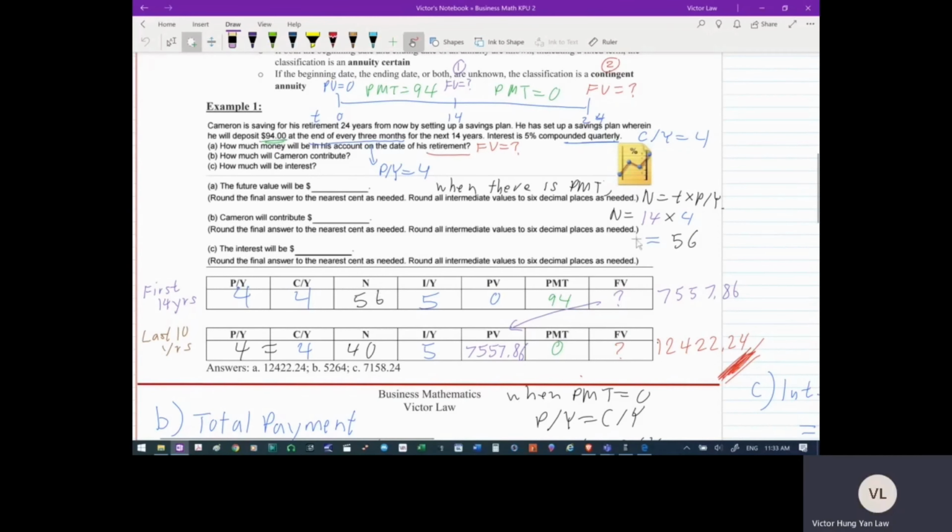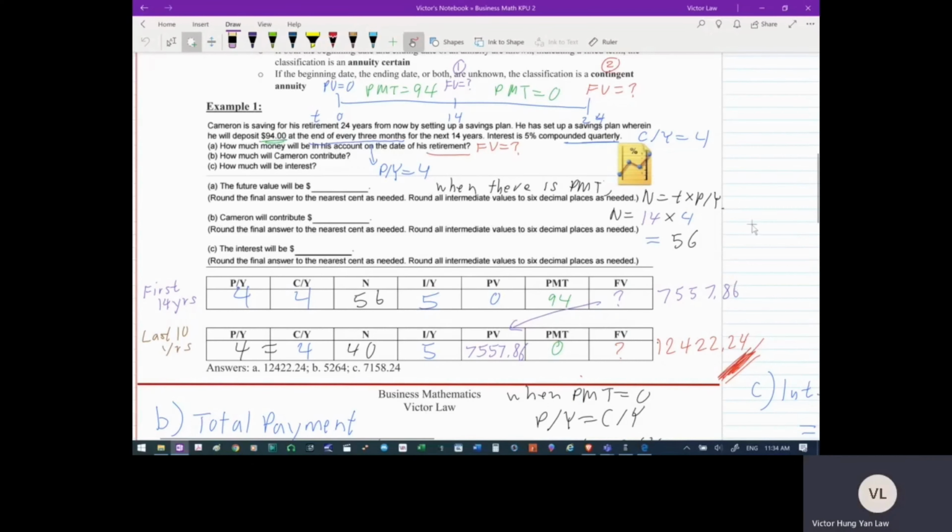is that you need to know the formula for N when we have payments, when there is PMT. When PMT is not 0, then our formula for N is N equals T times PY. So that's what you need to know. And in the previous chapter, we learned that when there's no payments, our N equals T times CY. That was the case when we have no payments.